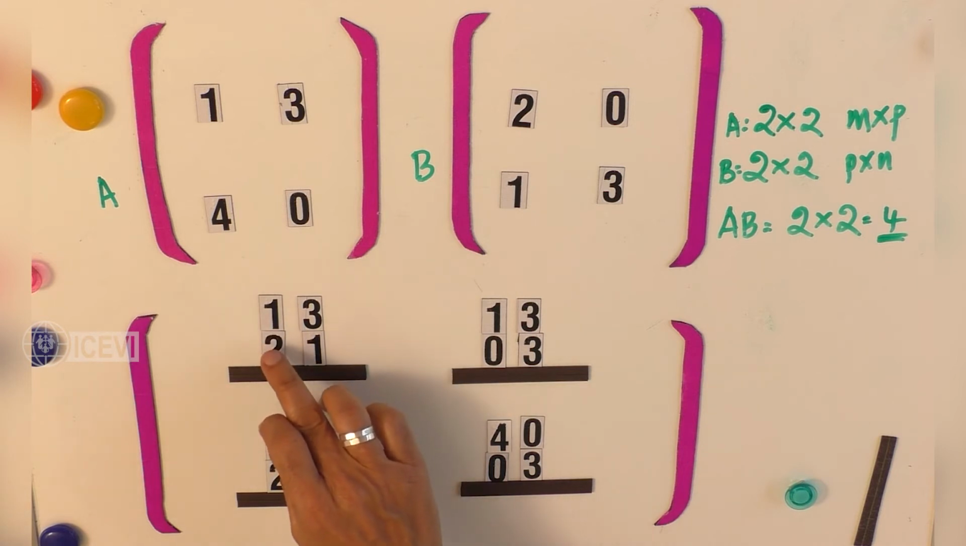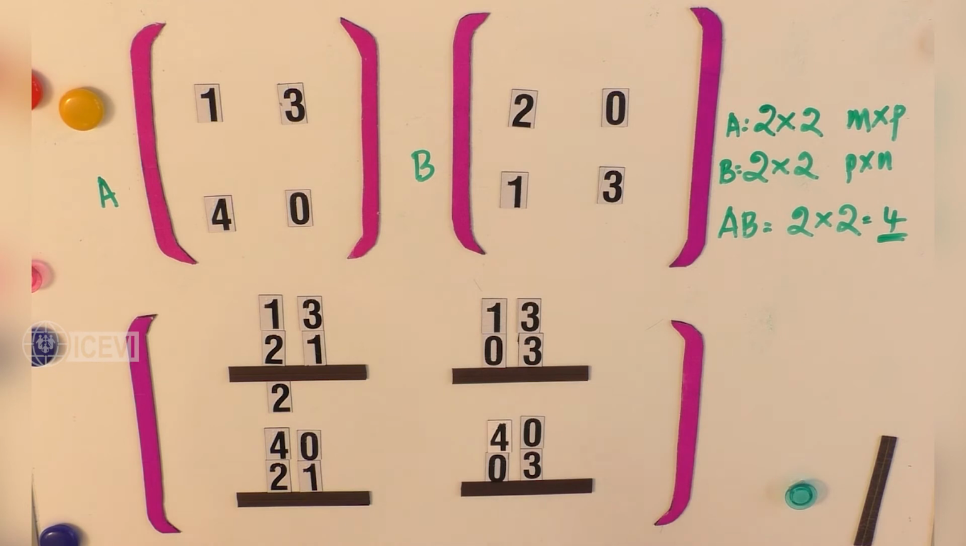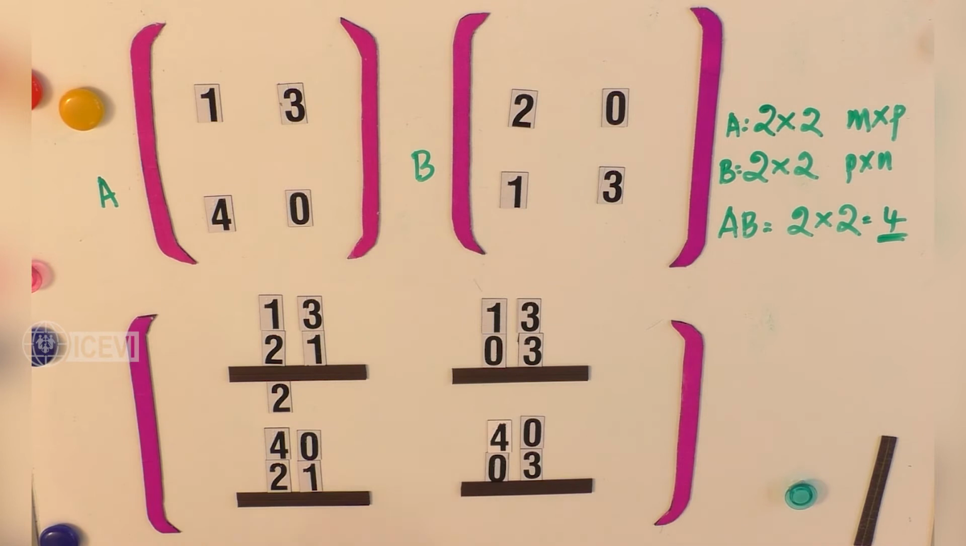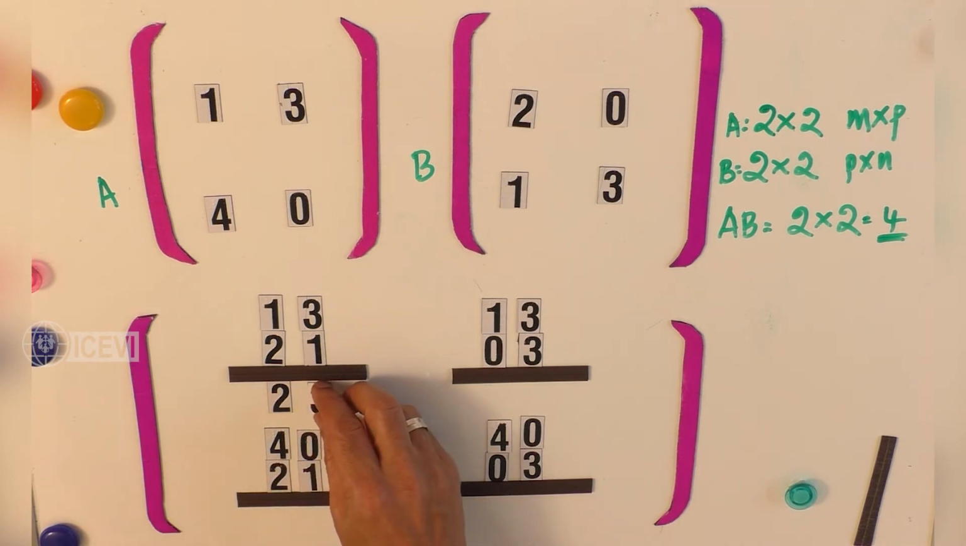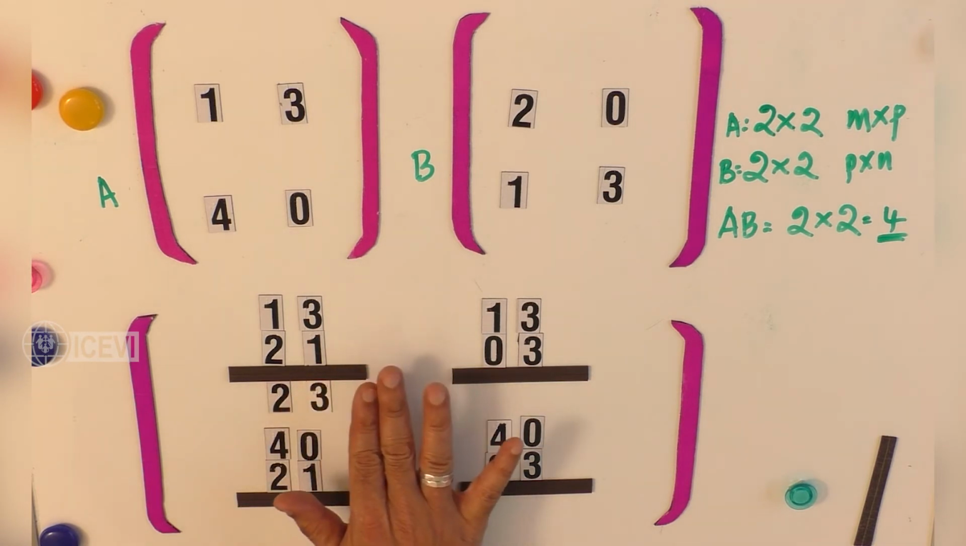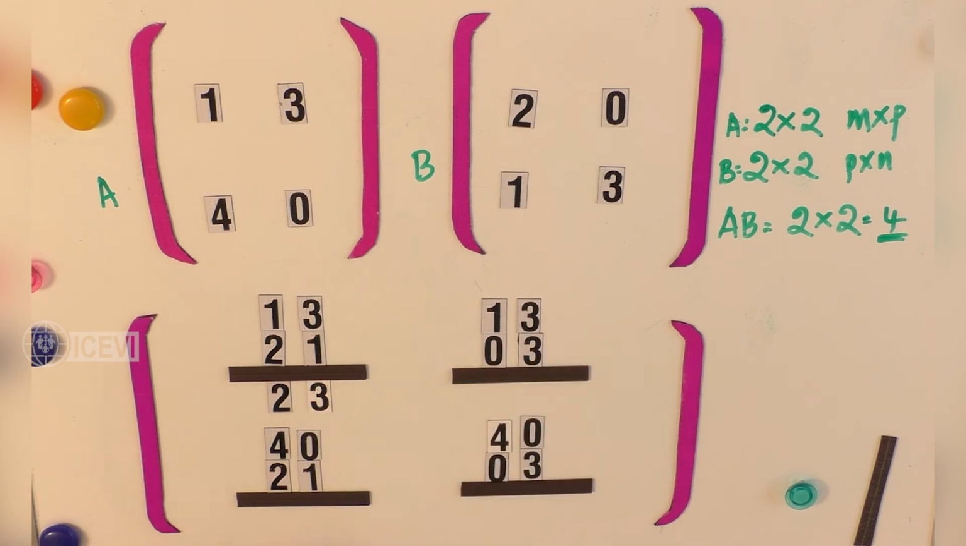So, 1 and 2 should be multiplied, that is 2. If the child is able to remember, then it's fine. Otherwise, if the reference is needed, we can put it here. Now, 3 and 1 should be multiplied. When we multiply 3 and 1, we get 3. So, let us complete the first process. And then let us go to the second element.